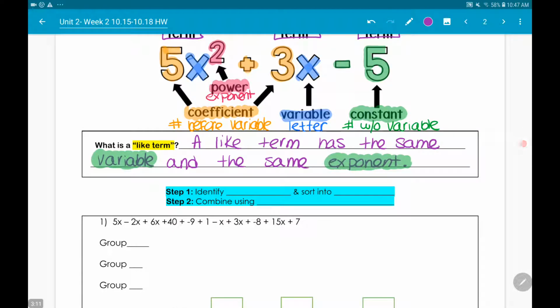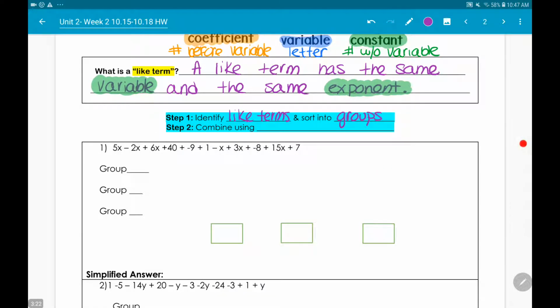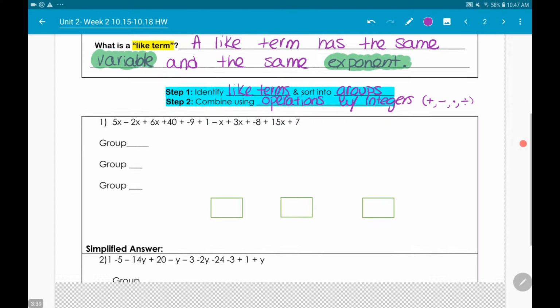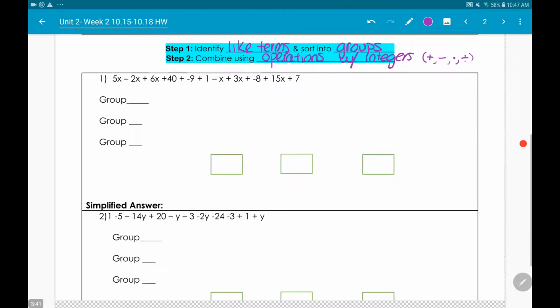So what we are going to do is we are going to identify like terms and sort them into groups, or I call them like term families. And then we're going to combine using operations with integers. So that's just our adding, subtracting, multiply, and divide. So let's take a look at group 1.